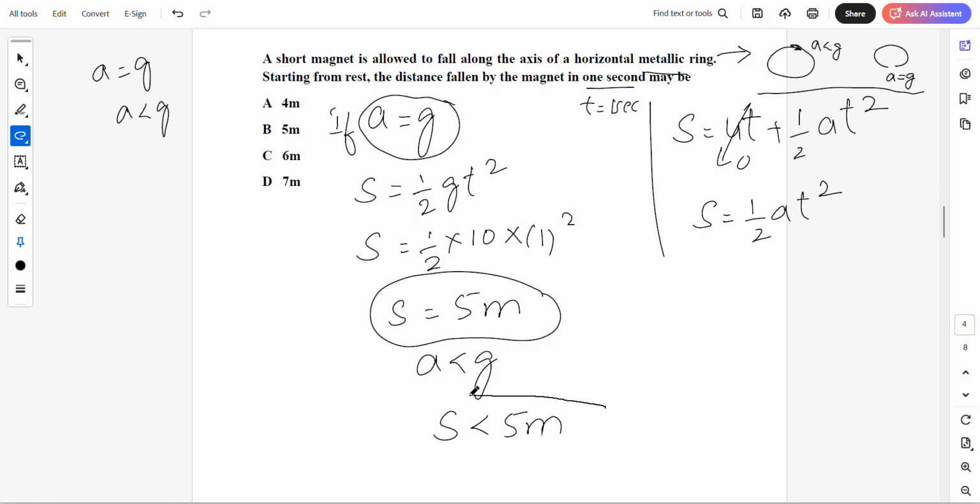Therefore, the answer: since A is less than g, the distance will be less than 5 meter. The other options are not there. 4 meter is the right answer. Hope you understood this one.